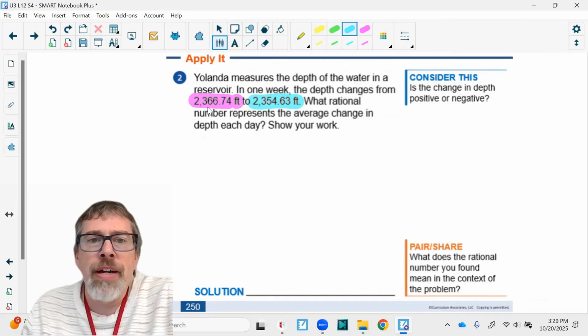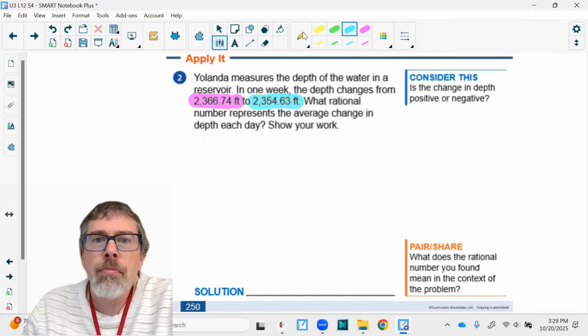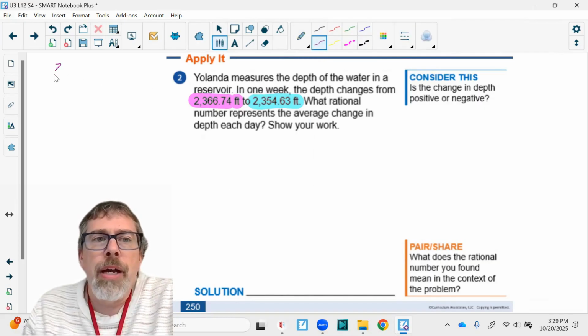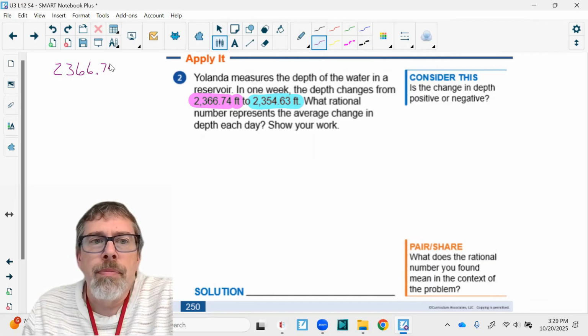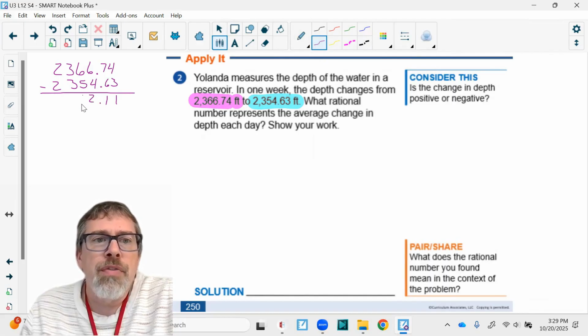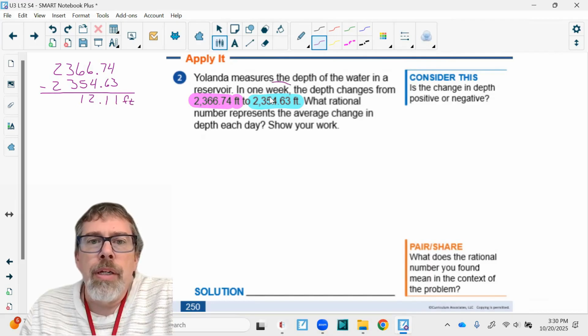So the first thing I want to do is find out how much it changed total. So I'm going to take 2,366.74 and subtract 2,354.63. 4 minus 3 is 1, 7 minus 6 is 1, 6 minus 4 is 2, 6 minus 5 is 1, 3 minus 3 is 0, 2 minus 2 is 0. We end up with a difference of 12.11 feet in 1 week.